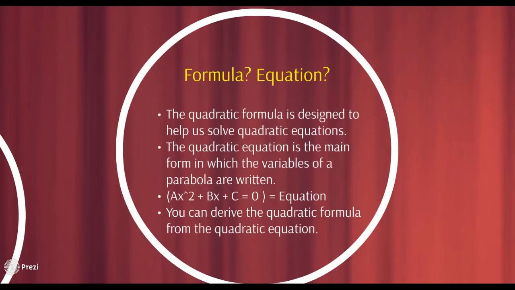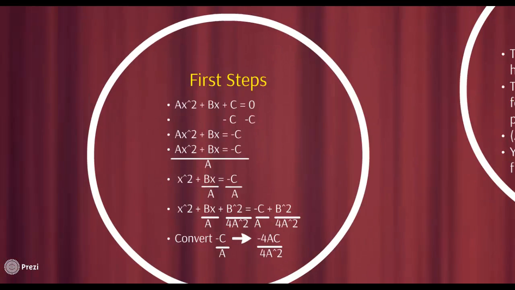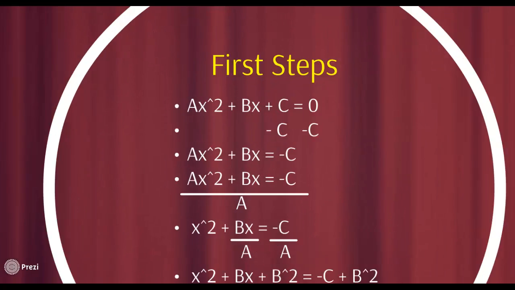What's a formula? What's the equation? The quadratic formula is designed to help us solve quadratic equations. The quadratic equation is the main form in which the variables of a parabola are written: ax squared plus bx plus c equals 0. That is the quadratic equation. You can derive the quadratic formula from the quadratic equation. I'm pretty sure you guessed. And now we're going to see through our first steps.